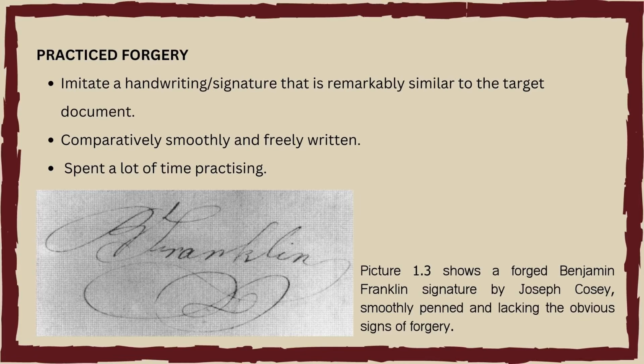The second part is practiced forgery. Much more successful is the practiced freehand forgery. A talented artist or calligrapher who has taken the time to practice a given signature may eventually learn to sign a name or, with considerably more difficulty, imitate a handwriting that is remarkably similar to the targeted writing that is comparatively smoothly and freely written.